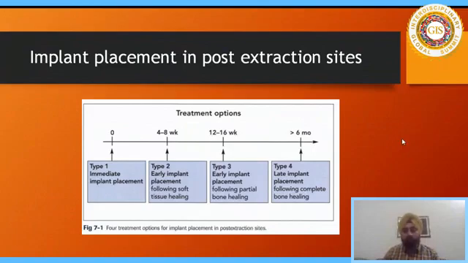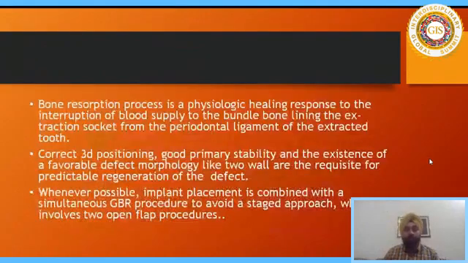If a big periapical defect is present, we decide to do a late implant placement. A bone resorption process is a physiologic healing process in response to interruption of blood supply to the bundle bone lining the extraction socket from the periodontal ligament of the extracted tooth. Correct 3D positioning and good primary stability are requisite. Whenever possible, implant placement is combined with a simultaneous GBR procedure to avoid a staged approach, which is preferred by the clinician and also the patient, because nobody wants to do two flap procedures.